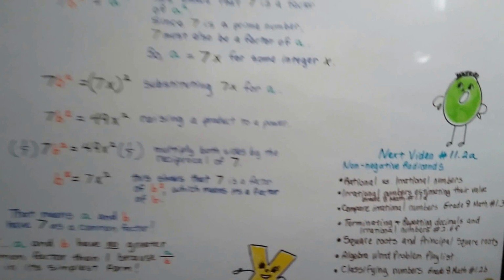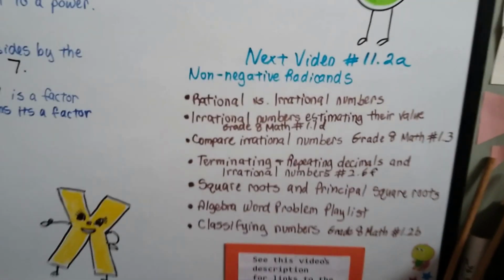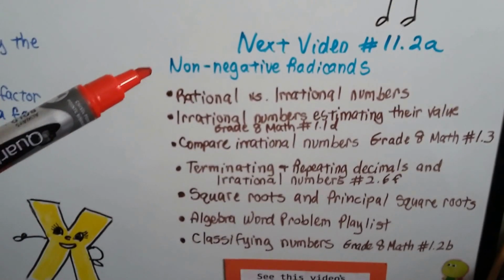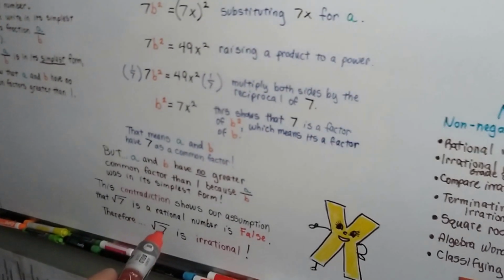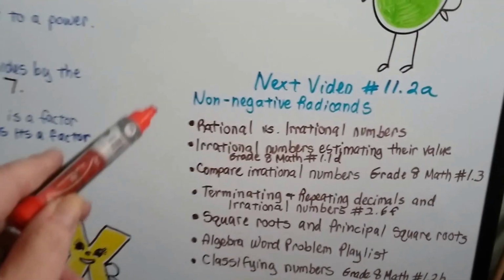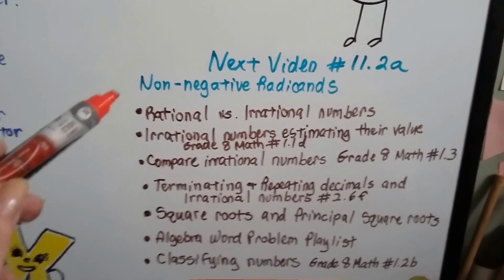See? So our next video, 11.2a, is going to be non-negative radicands. Remember, radicands are the numbers that are inside the radical symbol. That 7 is a radicand. All right? And a non-negative one means it's positive, doesn't it?